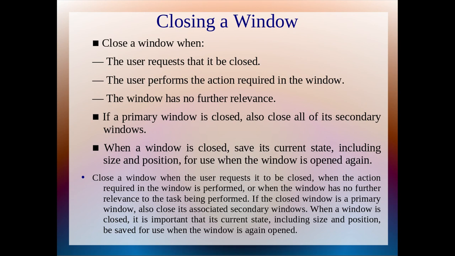again. Close a window when the user requests it to be closed, when the action required in the window is performed, or when the window has no further relevance to the task being performed. If the closed window is a primary window, also close its associated secondary windows. When a window is closed, it is important that its current state, including size and position, be saved for use when the window is again opened.